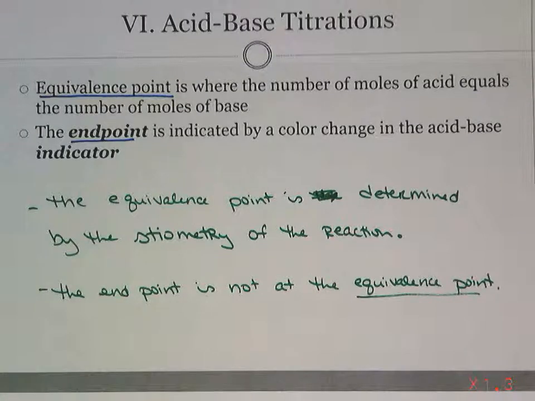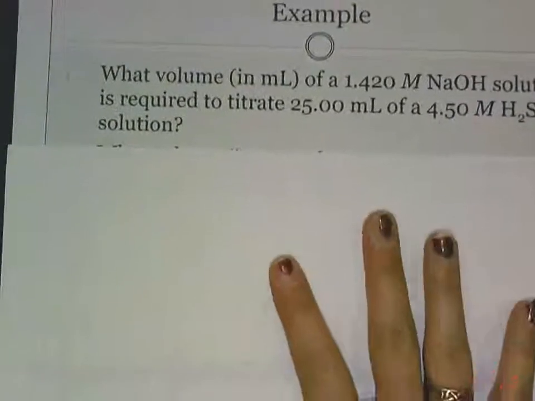So if we are going to look for the equivalence point, which is determined by the stoichiometry of the reaction, it means we should look at some reactions and figure out their stoichiometry and then figure out the equivalence point. All right, here we go.